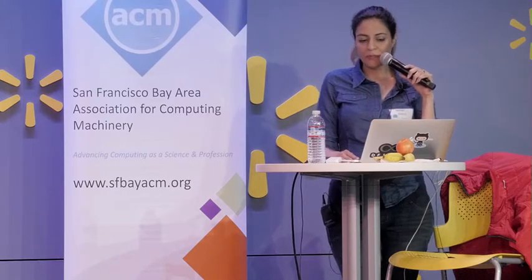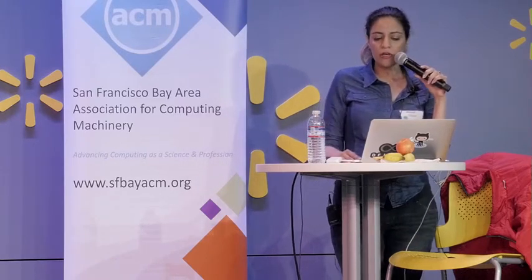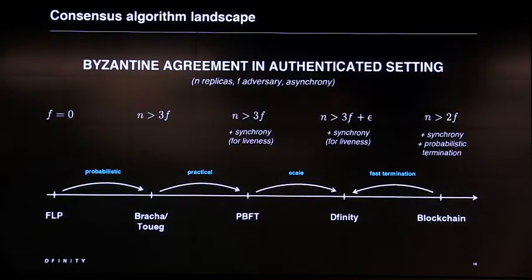So this is Dfinity. In Dfinity, we can tolerate n larger than 3f plus epsilon. I will define what epsilon is later. And similar to PBFT, we assume synchrony for liveness. But the difference between Dfinity and PBFT is that Dfinity scales like blockchain to a large number of nodes. But at the same time, as soon as we reach agreement, we know that we reached agreement. So it doesn't have exact instant finality, but it has something in between. You are aware of your agreement. In blockchain protocols, you are not aware of your agreement. That's why it's probabilistic.